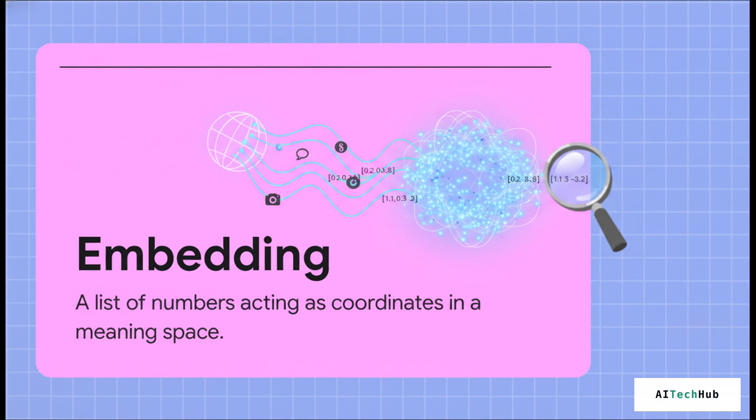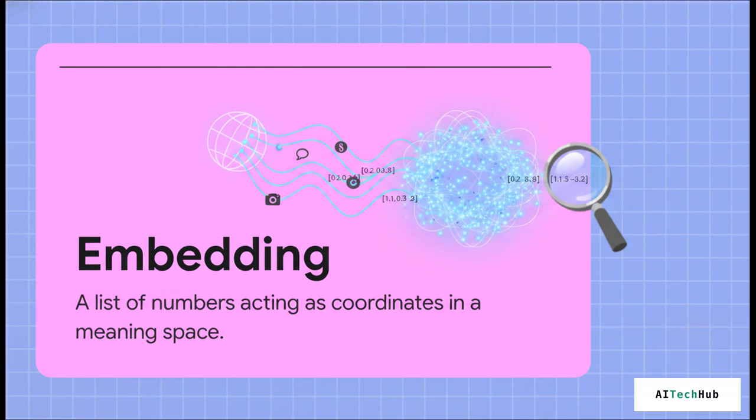But rather than plotting a point on a map of the Earth, they're plotting a point in what we call a meaning space. It's basically a massive mathematical map of human concepts. Now here's where it gets incredibly fascinating. A physical map really only needs two dimensions, right? Latitude and longitude, because the surface of the Earth is two-dimensional.